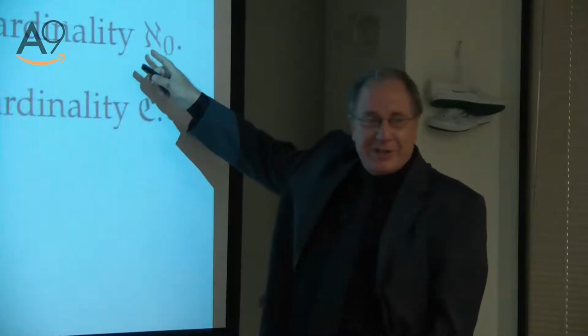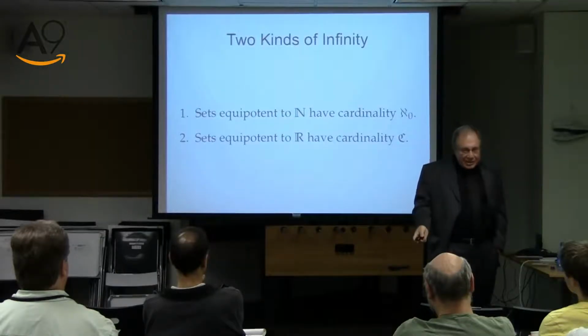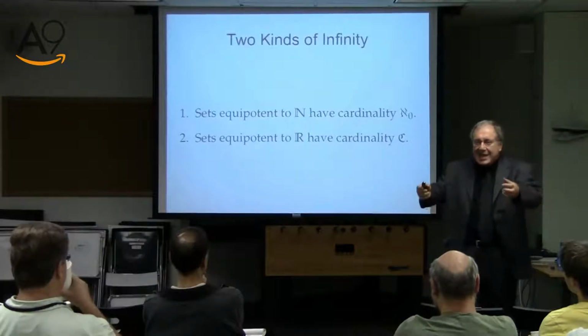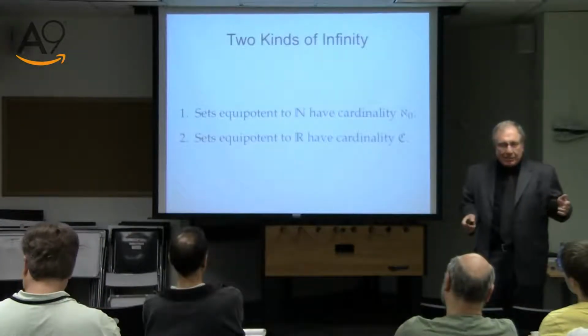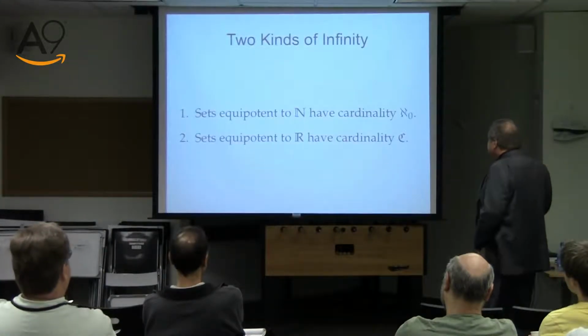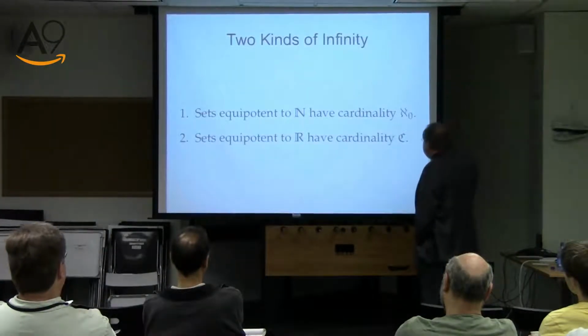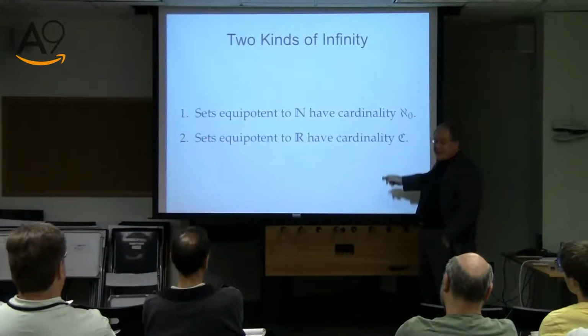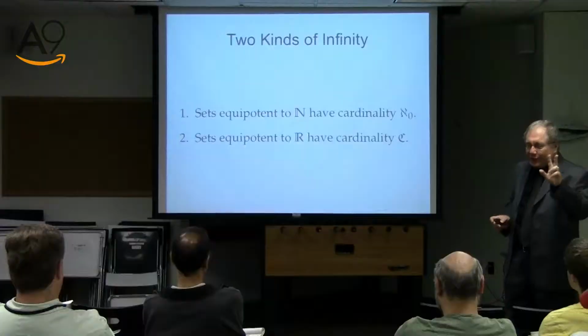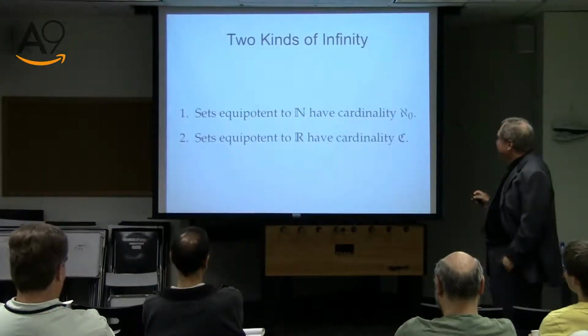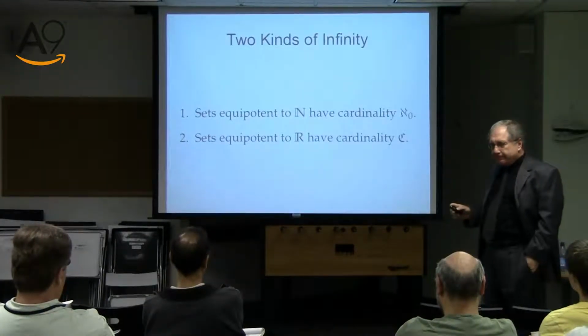This is Aleph, the first letter of the Hebrew alphabet, and it designates the cardinality, the size, the power, if you like, of countable sets, 1, 2, 3, 4, 5. And then R has cardinality, this is Gothic C. So he was not consistent. This is not Hebrew. But there will be some other Hebrew letters before we're done. He knew at least 2. We do not know if he knew 3. But 2 kinds of infinities.